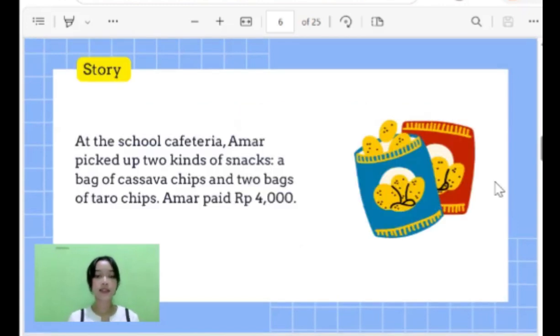Next, let's look at a real-life example. At the school cafeteria, Amar picked up two kinds of snack, a bag of cassava chips and two bags of taro chips. He buys one pack of cassava chips and two packs of taro chips, and then he paid 4,000 rupiah. The question is, how can we represent this situation mathematically?